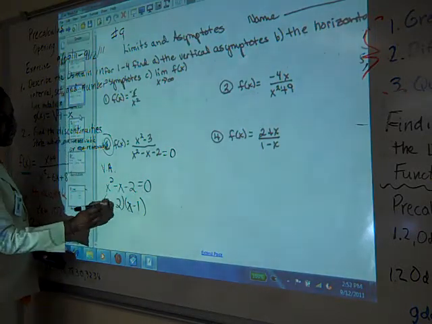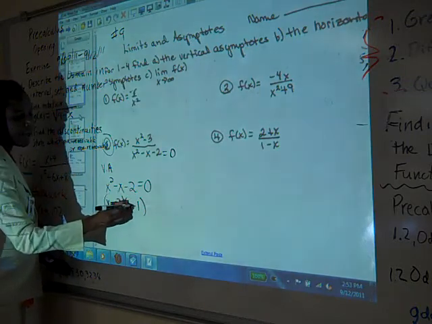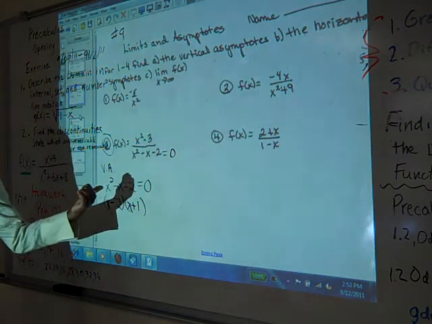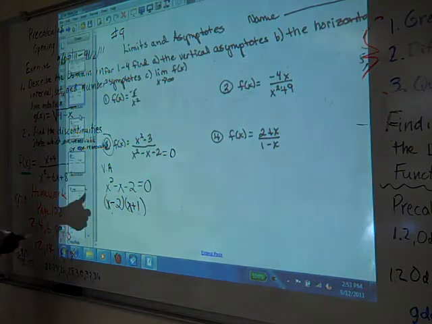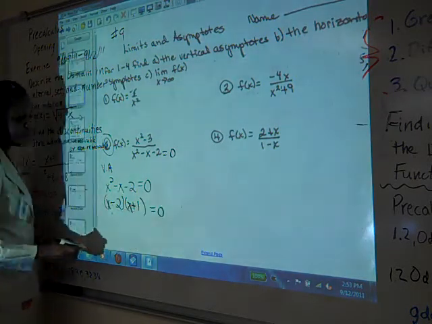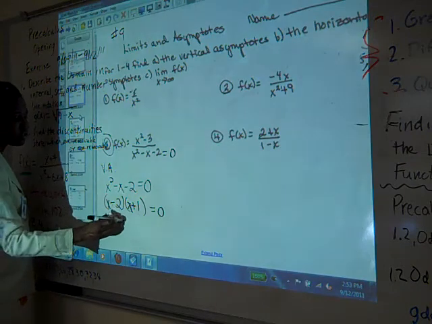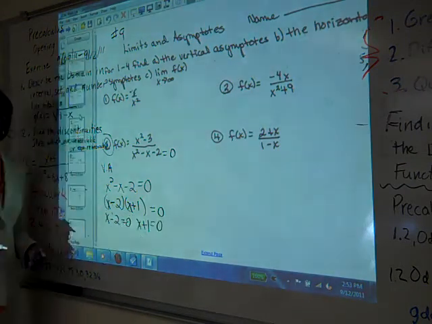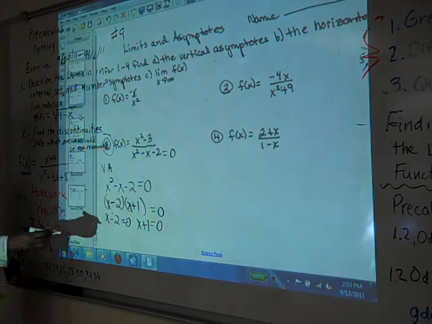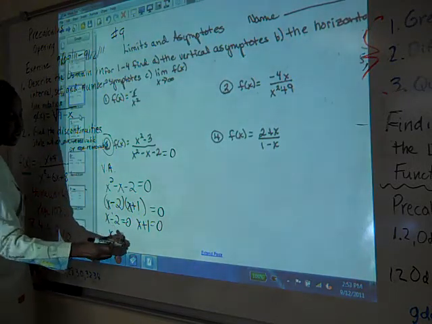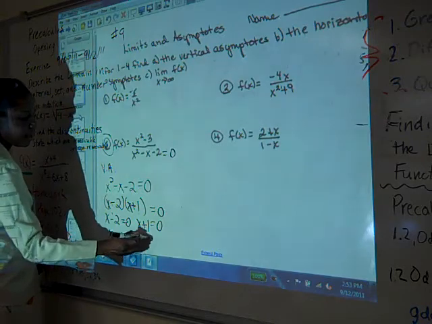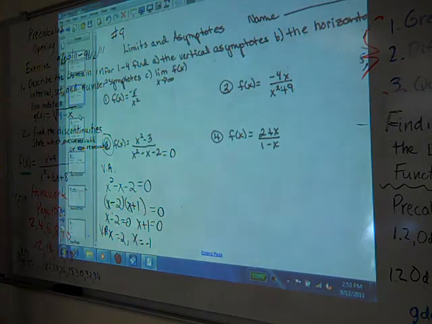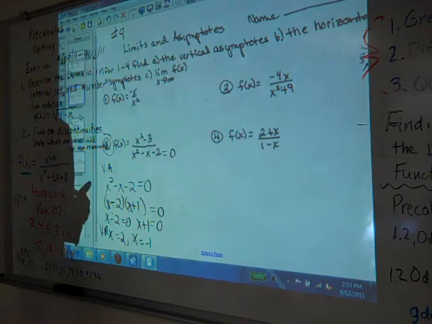So instead of a plus 2, we're going to have a minus 2 and plus 1. Always check your outer and inner terms to see if you get the middle. Set them both equal to 0, each one. So you got x minus 2 equal to 0, or x plus 1 equal to 0. And what do you get for this one? X equals 2, and here x equals negative 1. And these are your vertical asymptotes. It has to be x equals because it is a vertical line.